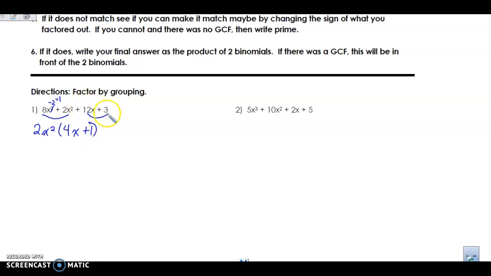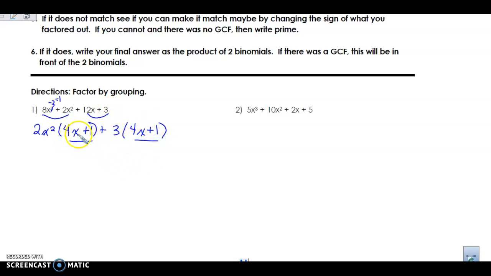Over here on this one, when I look at them, I also have a 12x and a 3, and I know 3 will go into 12 evenly, and 3 does not have an x, so I don't have to worry about a variable this time. So 3 times 4 gives me 12, and then bring down my x, and then 3 is 3 plus 1.